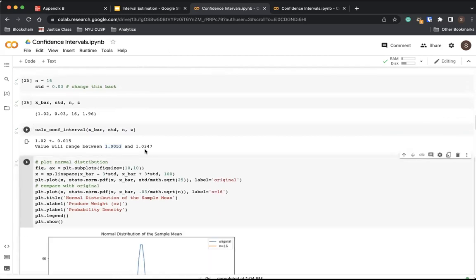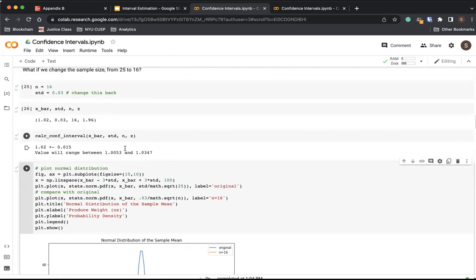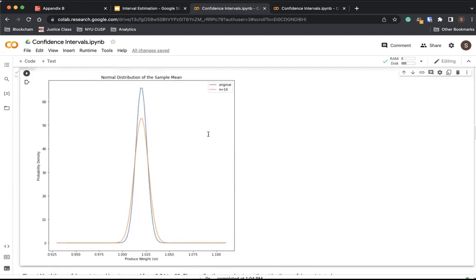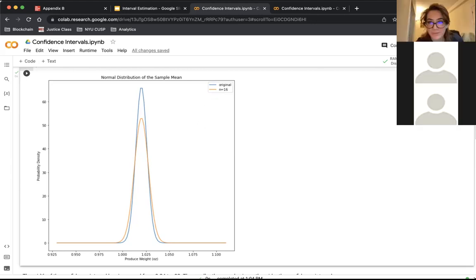Did this get wider or narrower? Intuitively, what do you think happened? Or I guess now you see these values. Judging off this plot, what do we see happening here when we have the original and now when we take a smaller sample size? What do you see happening? Did the confidence increase? Confidence interval?